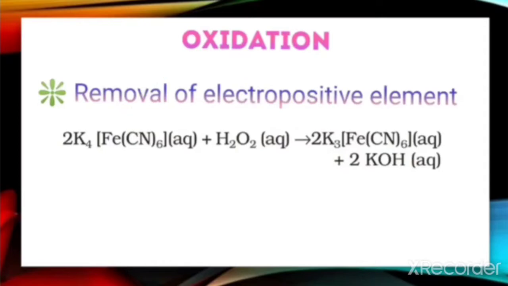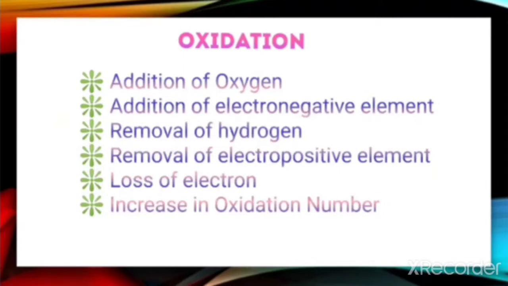So we have defined the oxidation in 4 different ways. That is, the addition of oxygen is called oxidation. Addition of electronegative element is called oxidation. Removal of hydrogen is called oxidation. Removal of electropositive element is called oxidation.